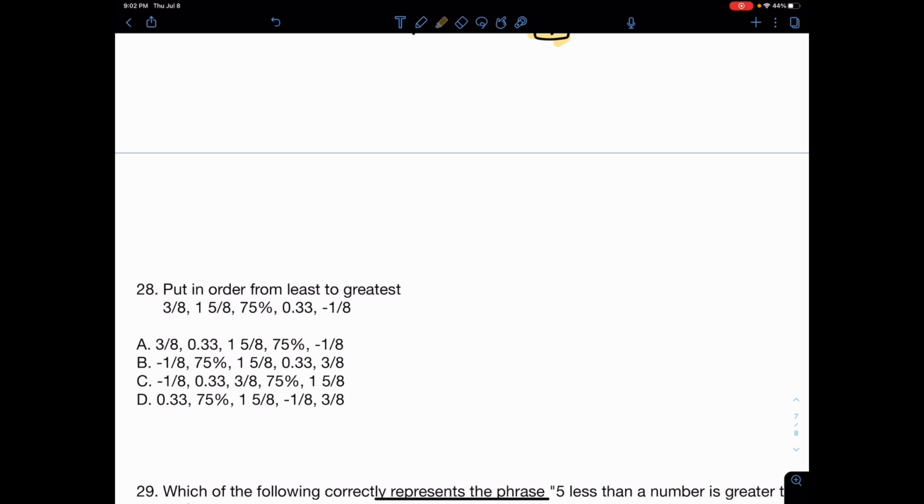So the question says, put this in order from least to greatest. Now obviously this does not look fun because here you see a fraction, you see a mixed number, a percent, and a decimal. Oh my gosh, that just looks like a mess. So first thing, let's just go ahead and convert all these. Now I like personally converting it to decimal just because I feel like it's easier to all look at one decimal versus mixed numbers, fractions, and decimals. So before I do anything, I'm going to convert everything to a decimal.